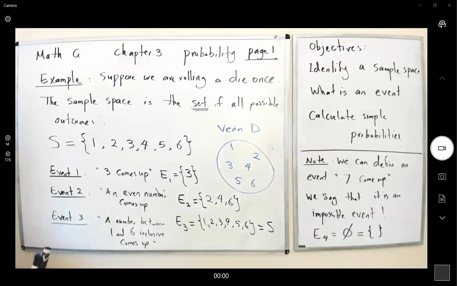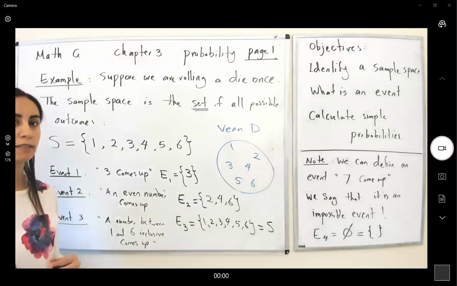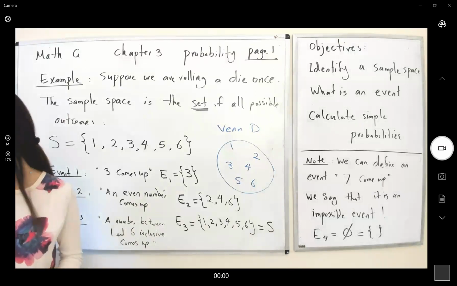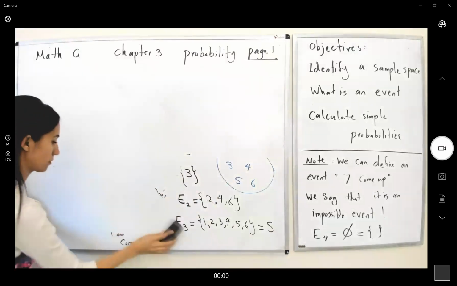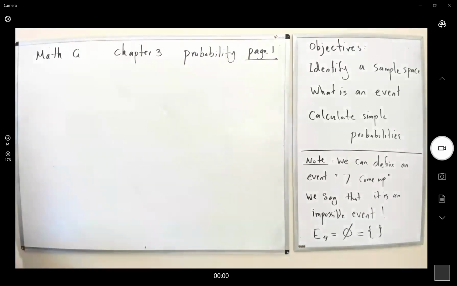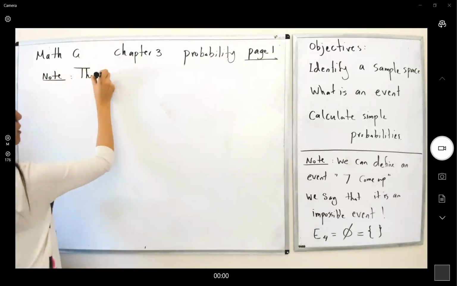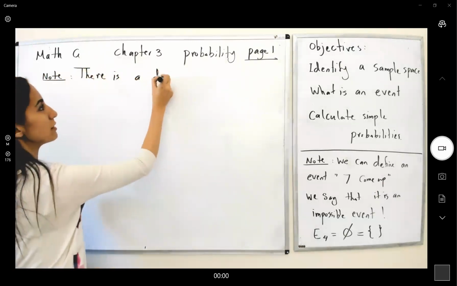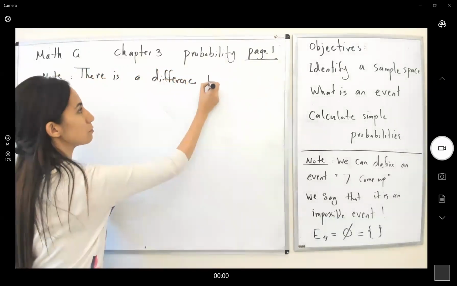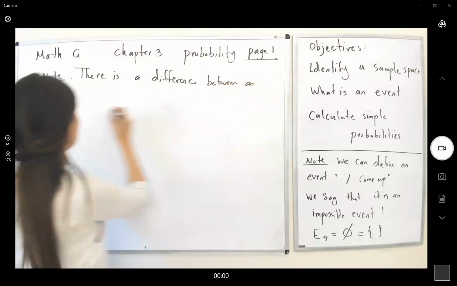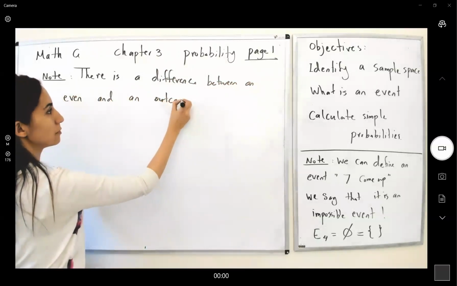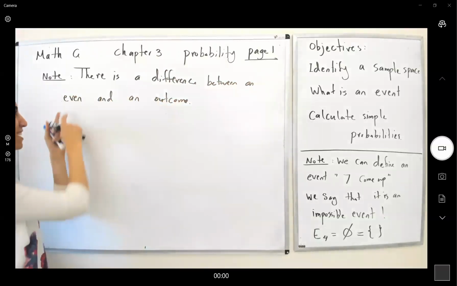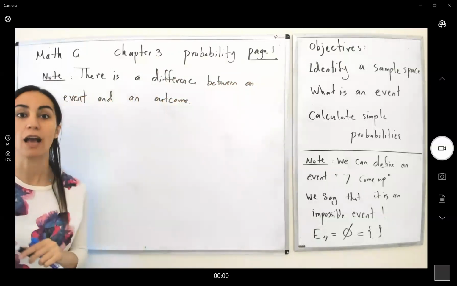So you might say, what's the difference between an event and an outcome? Well, note that there is a difference between an event and an outcome. What's the difference? An event is actually a subset.